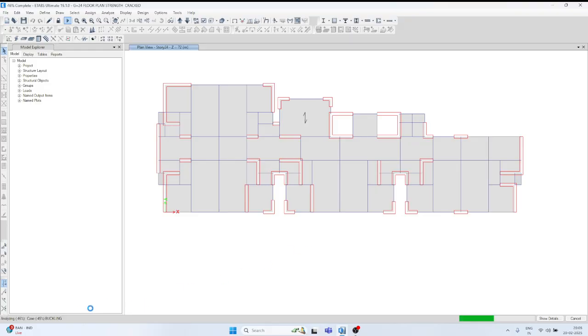Suppose there is case 45%, and it takes more than 5 to 10 minutes. That means there is some problem in your model. Suppose it is taking more than 10 to 15 minutes to run the analysis. Don't wait 10 to 15 minutes. Just cancel with the help of this and go check the modeling in 3D, because sometimes other joints get created, and due to that the operation process will not perform.